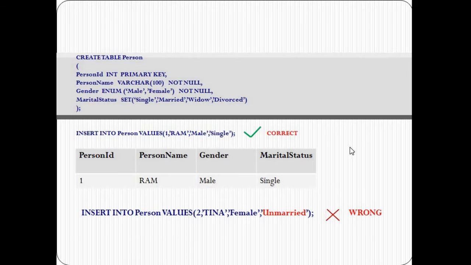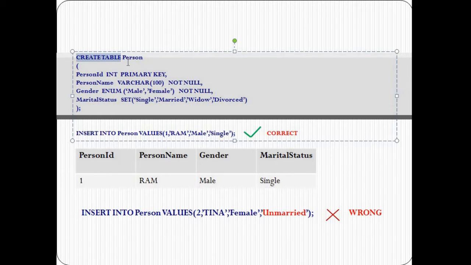Now consider this particular example in this slide. A table identified by the name person has been created using this create table command. This table has 4 different columns. The first column is person ID, that is this one. The second column is person name, that is this one. The third column is gender, which is this one, and the fourth column is marital status, which is this one.